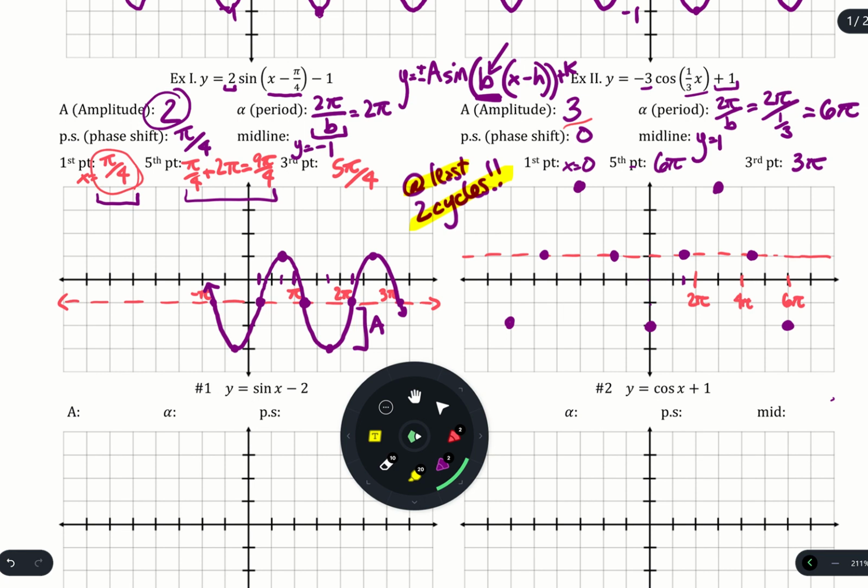So I'm just adding my 2 cycles. You have 2 cycles. Okay. So again, your maximums should be 3 units away from your midline. Your minimums should be 3 units away from your midline. We are starting at -3 because normally cosine starts at a maximum, but this is a negative cosine, so we start at a minimum. So that's 1 cycle. And then here is a second cycle.